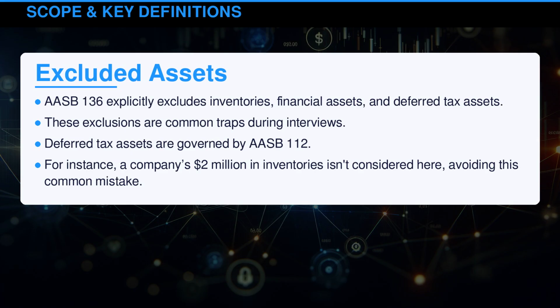AASB 136 explicitly excludes inventories, financial assets, and deferred tax assets. These exclusions are common traps during interviews. Deferred tax assets are governed by AASB 112. For instance, a company's $2 million in inventories isn't considered here, avoiding this common mistake.